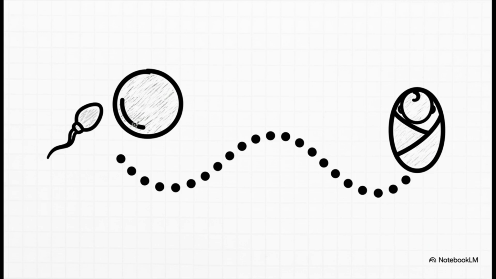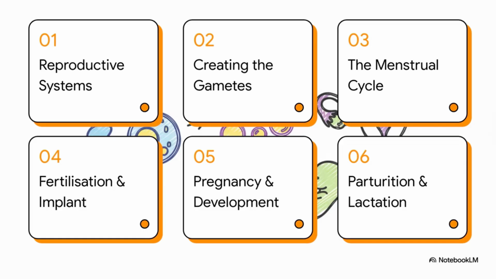We're going to follow this entire journey from how the very first cells are made to the 9 months of development that happen inside the womb. Here's our roadmap for this deep dive. First, we'll look at the hardware, the male and female reproductive systems. Then, we'll see how the essential ingredients, the sperm and egg, are actually created.